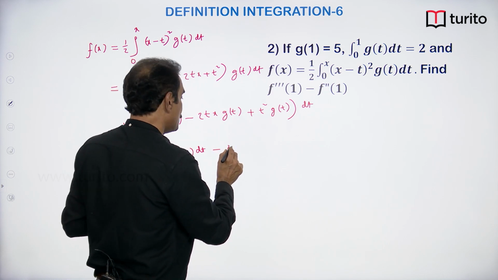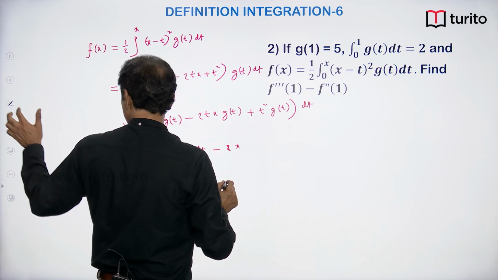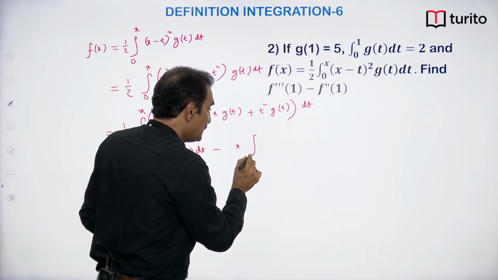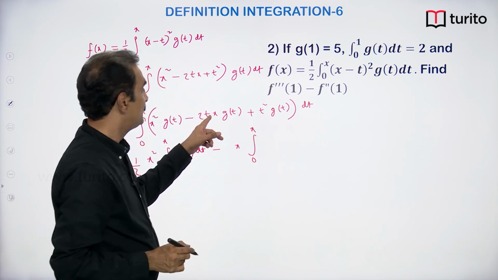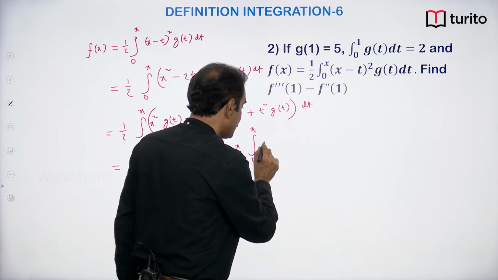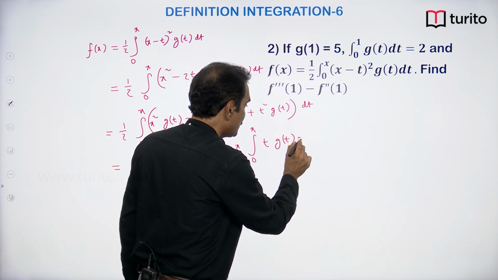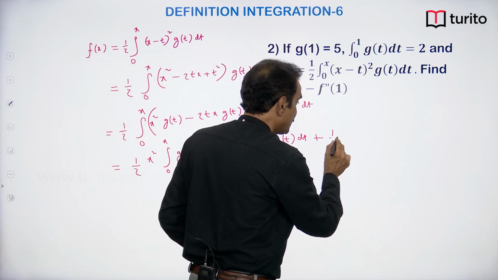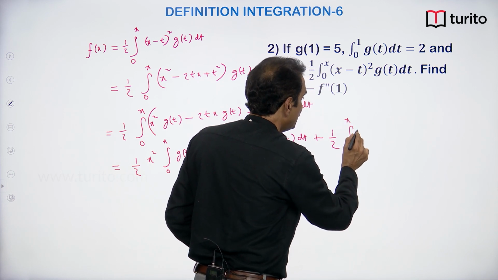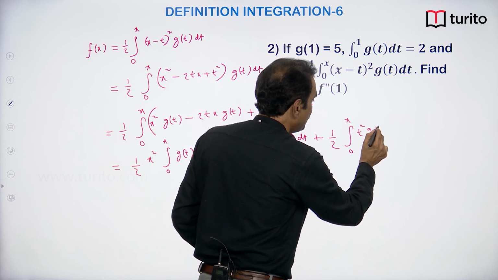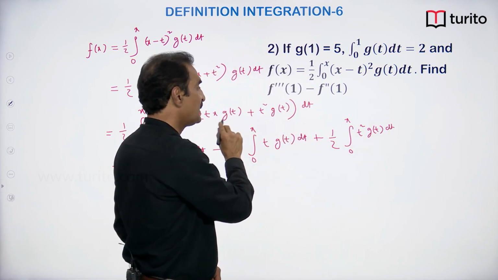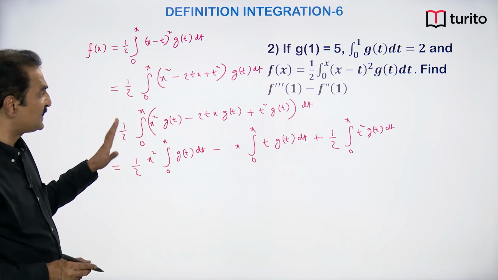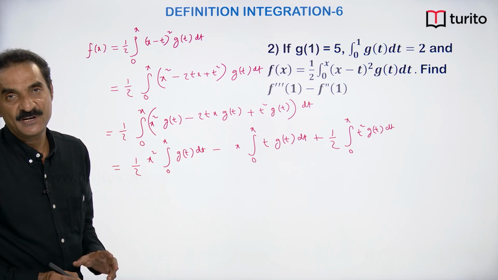minus 2x into 1 by 2 is x. x integral 0 to x, what is the remaining? t g of t. And third is half into integral 0 to x t square g of t dt. Here we cannot take anything outside because there is no x. Now after expanding like this, you can start differentiating it.